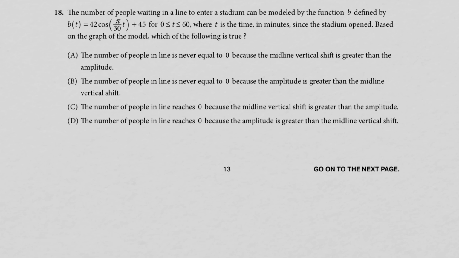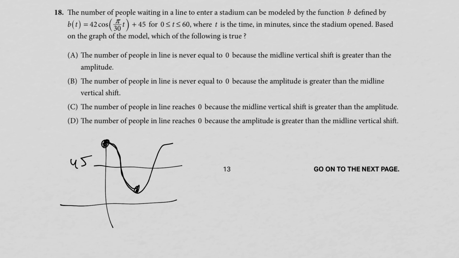18. The number of people waiting in line is modeled. So the idea is that here's like 45, and it goes kind of like a cosine curve, so it kind of goes like that. So there's a lot of people in line, then fewer people are in line, then more people, and it goes in a cycle. So what's true? Well, the number of people is never equal to 0.